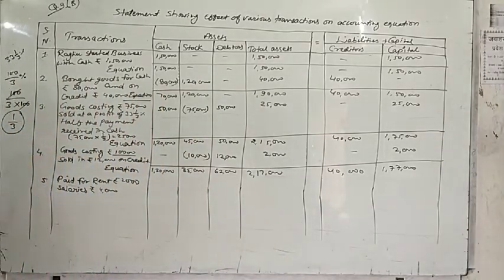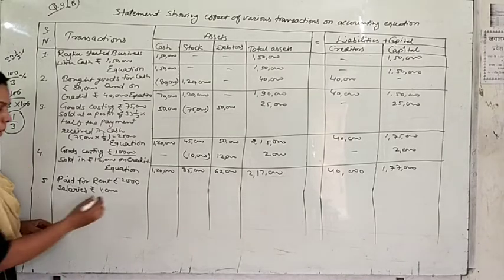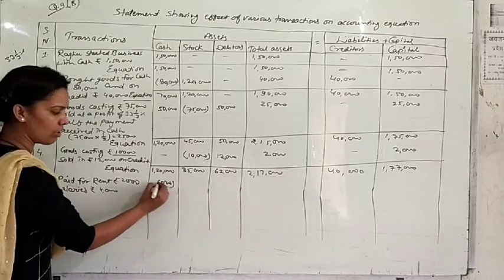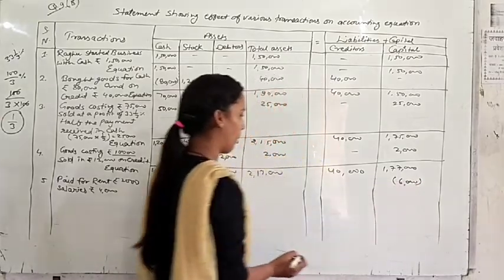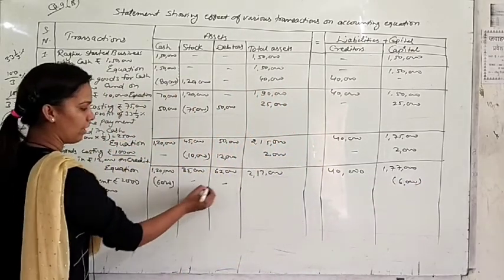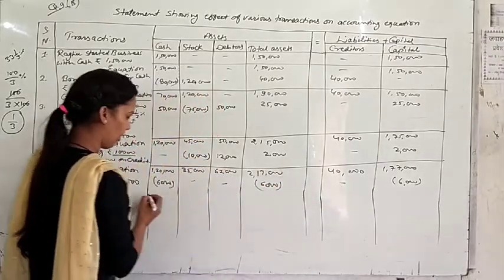So every expense will decrease your cash and capital. Rent and salary both are your expenditure, so that will decrease your cash and capital. 2 and 4, 6,000 in cash, and same 6,000 will be reduced in capital. No effect on stock and debtors. 6,000 total assets. No effect on creditors.